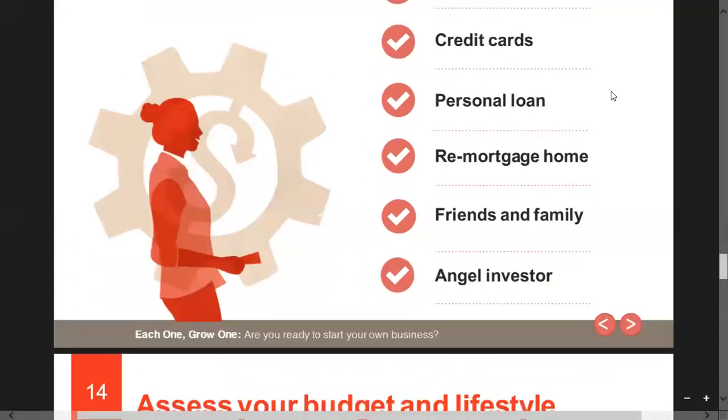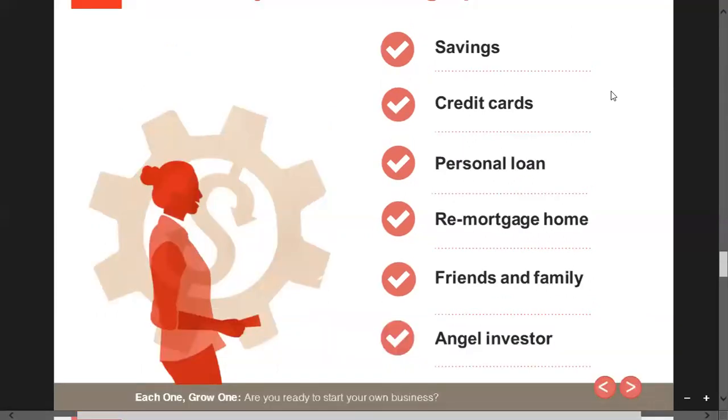Yeah, and this point is also very important here, about friends and family. Yes, your customers can be your friends and your family, but don't depend on your friends and family for your business. Please depend on the public.